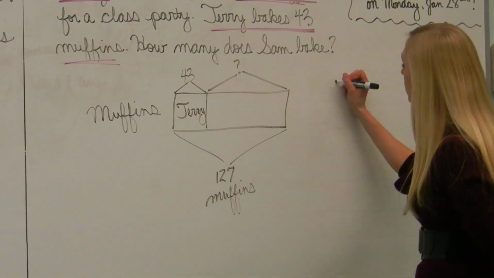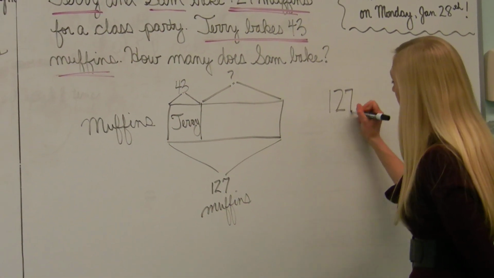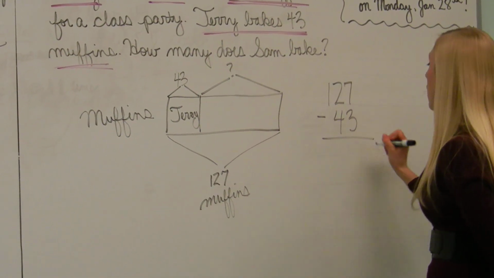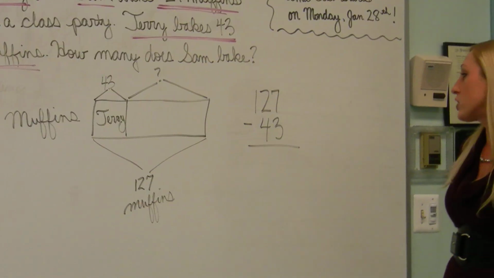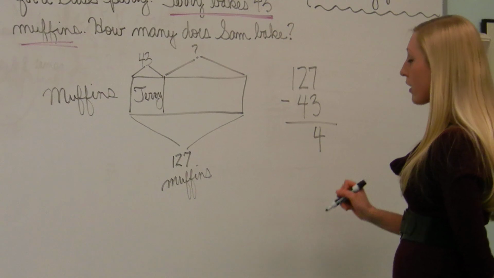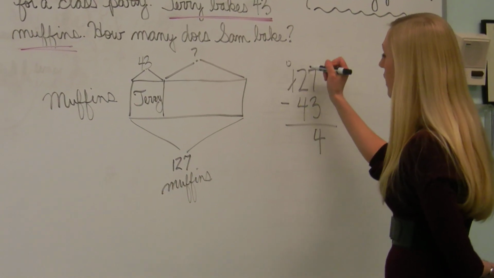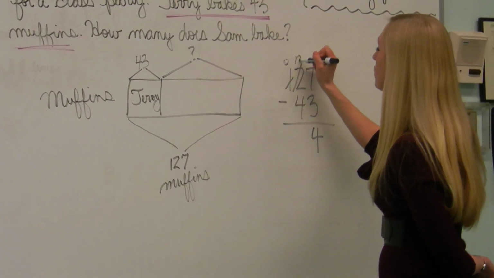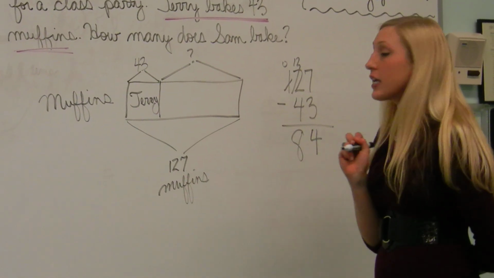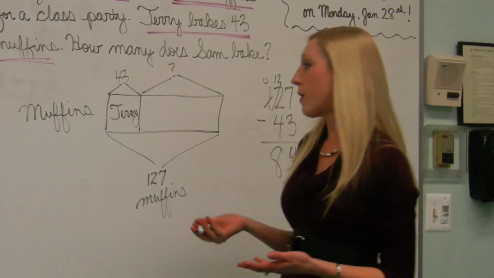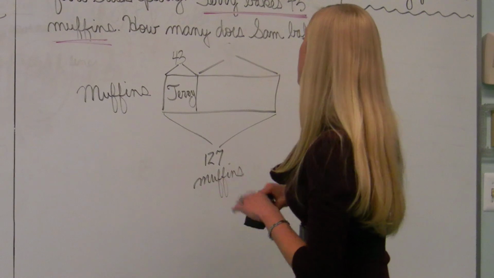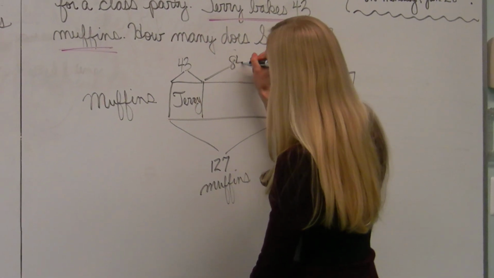So we can now compute our numbers. So we have 127 minus 43. We know that 7 minus 3 we can do, and we will get 4. 2 minus 4 you cannot do, so you go over to your hundreds, you take it away. You turn your 2 into a 12. 12 minus 4 will give you 8. The answer that we've gotten is 84 muffins. We'll plug that in now into our second part, get 84.